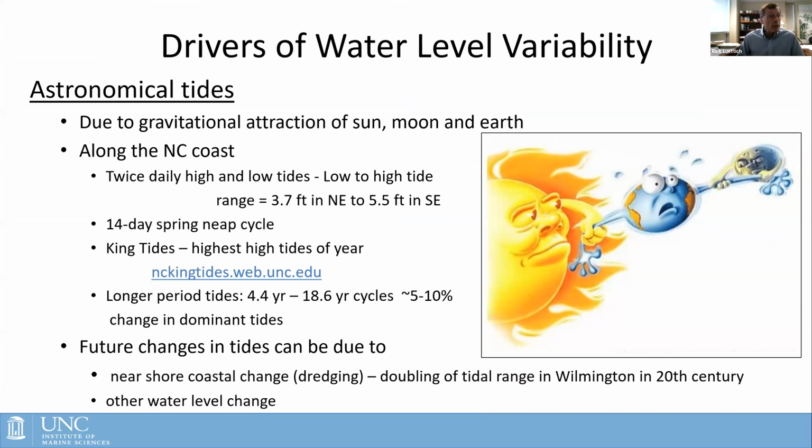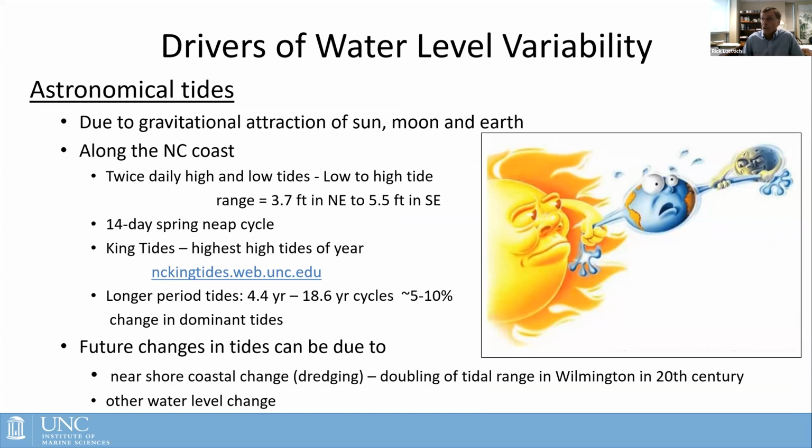The other very common driver of water level variability, if you spend much time on the coast, is the tides. These, of course, are due to the interactions between the gravitational force of the sun and the moon and the earth. Again, along the North Carolina coast, we recognize and we're familiar with a tide that is typically high twice a day and low twice a day. We call that semi-diurnal, twice daily tide. That's the dominant tide. And it varies along the coast.